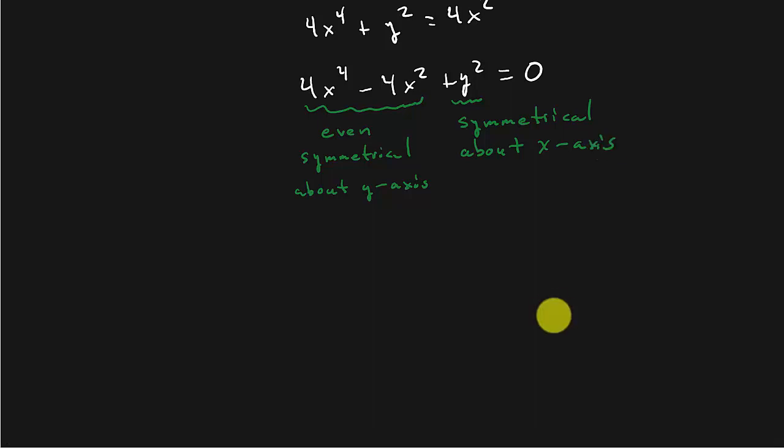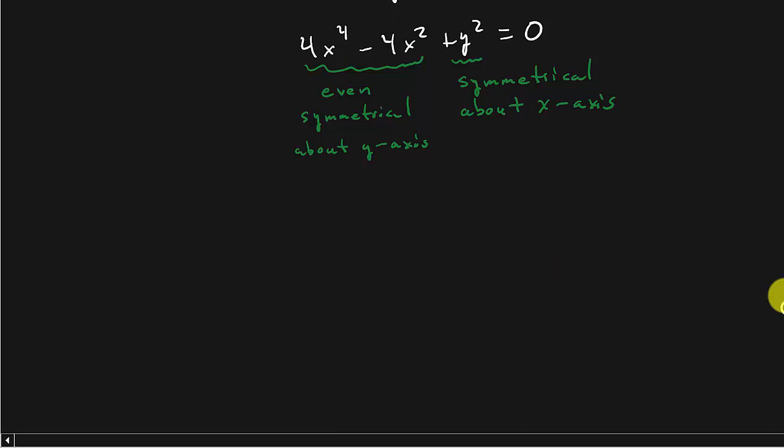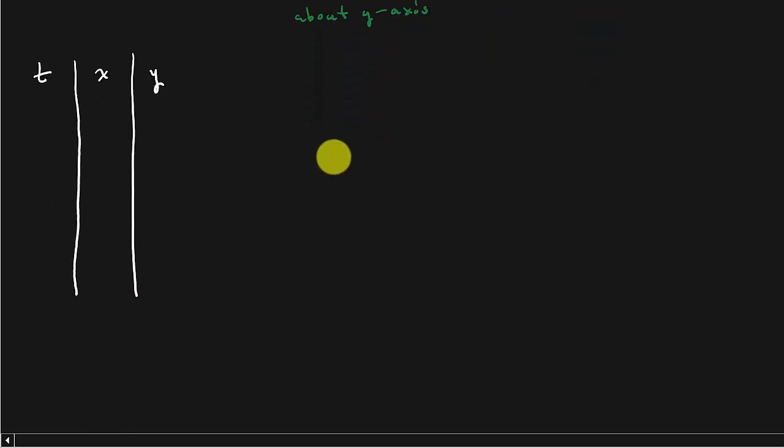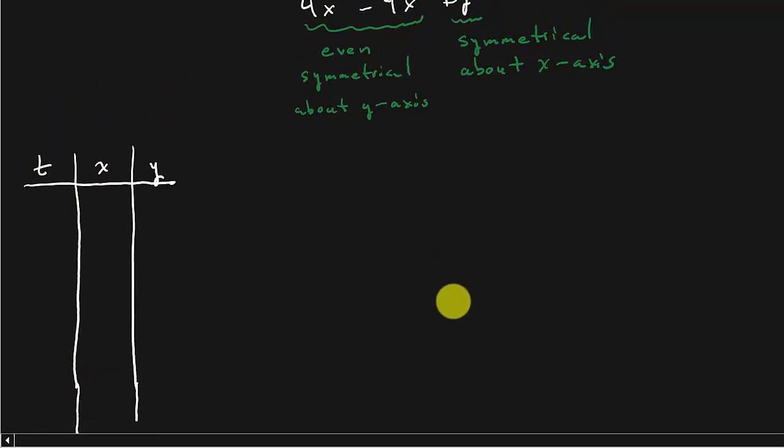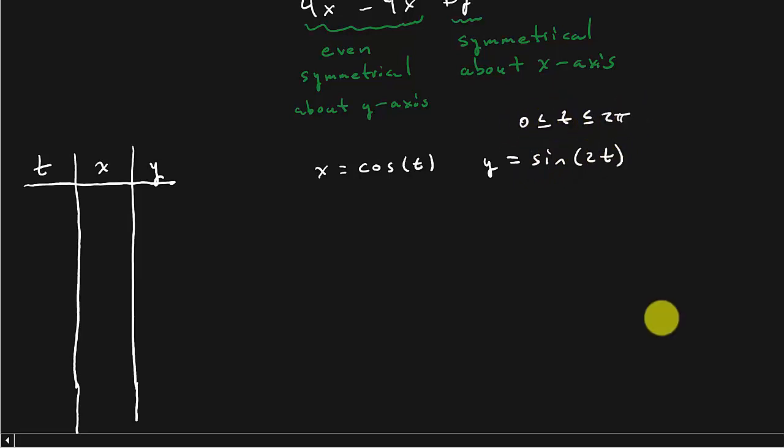All right, so let's look at this thing and see what we've got. Let's make a table. We've got t, we've got x, and we've got y. And I need to figure out some values that I'm going to plug in. And once again, let's just remind ourselves what our functions are. We've got x equal to cosine t, y equals sine 2t. And we also know that t is between 0 and 2 pi.